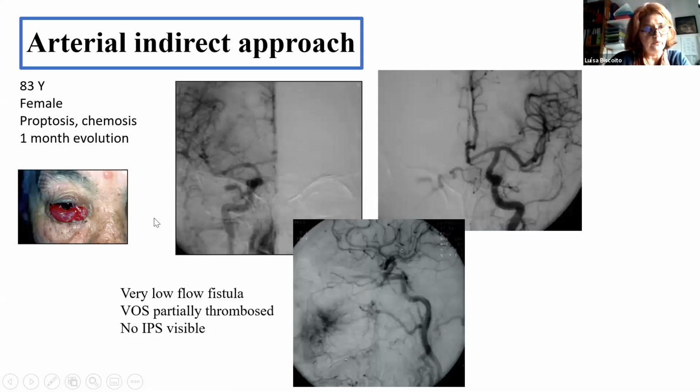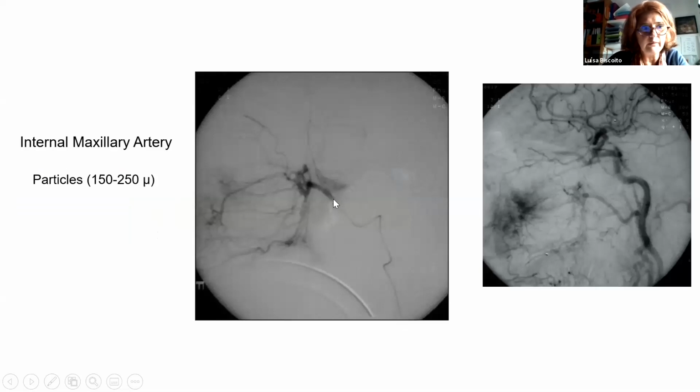Arterial indirect approach, we can use it. This is an old lady with a high, intense chemosis. She had a fistula, an old case, that was already partially thrombosed in the ophthalmic vein, and there was no access for IPS, or at least no visible IPS. What we did was embolize the internal maxillary artery with particles.